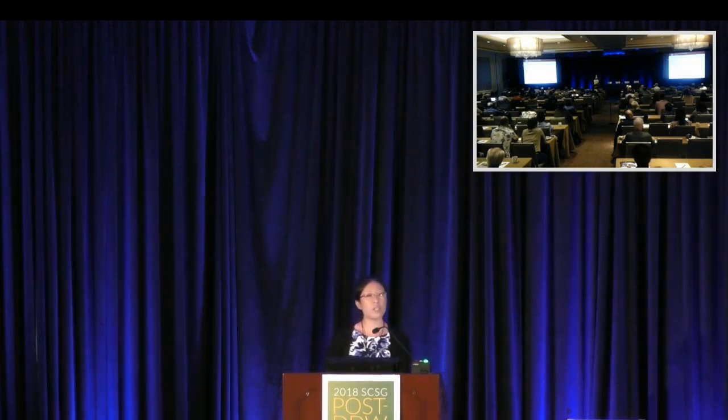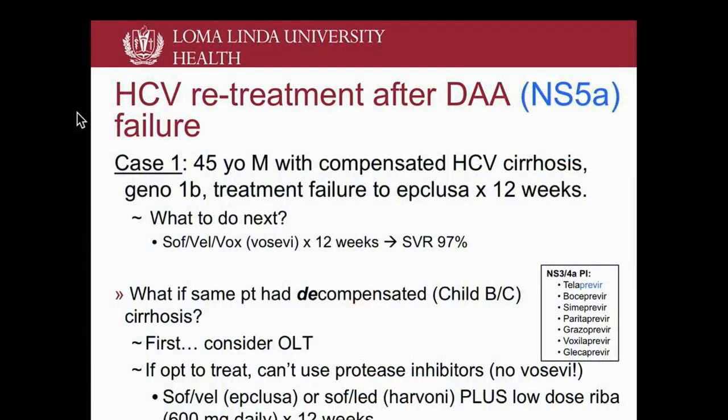But if for some reason they're not a transplant candidate, perhaps they don't have adequate social support, if you do choose to treat, remember you cannot use protease inhibitors in decompensated cirrhotics. So basically you cannot give them Vosevi, which contains a PI, and I put the list of the PIs in that little box on the side. So your options would be Epclusa or Harvoni plus ribavirin, which remember in this group you'd have to be very careful about a hemolytic anemia developing, and you'd have to treat him for 12 weeks.